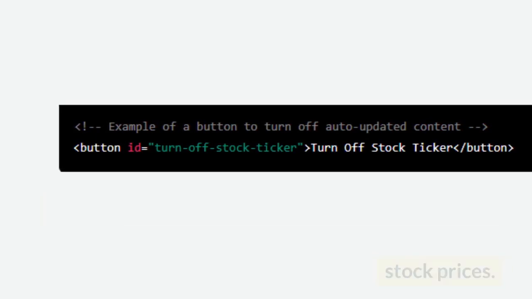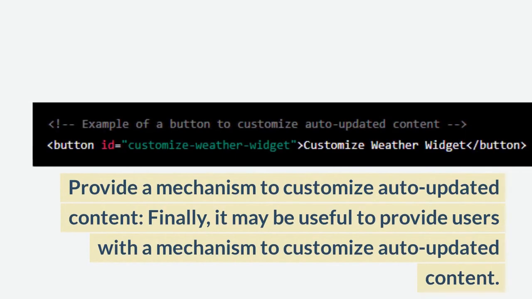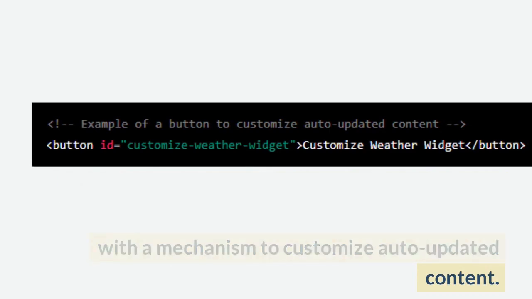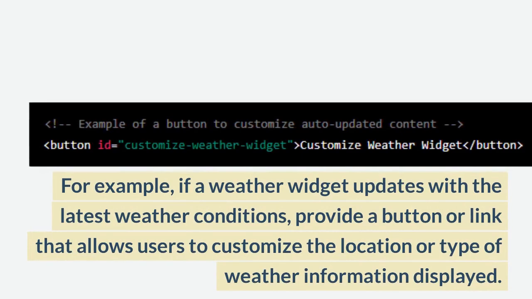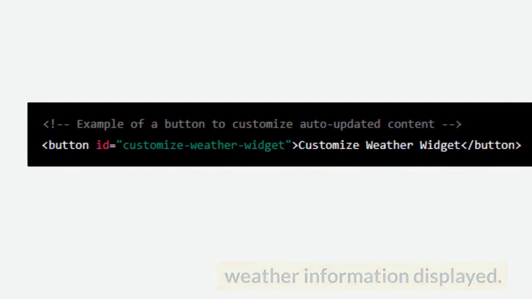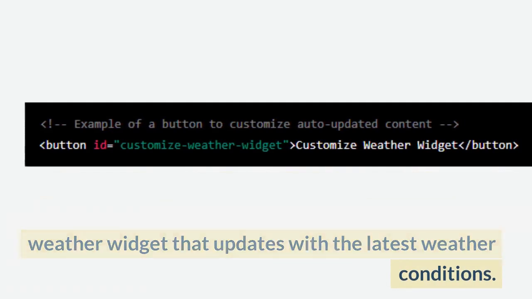stock prices. Provide a mechanism to customize auto-updated content. Finally, it may be useful to provide users with a mechanism to customize auto-updated content. For example, if a weather widget updates with the latest weather conditions, provide a button or link that allows users to customize the location or type of weather information displayed. In this example, a button is provided to customize a weather widget that updates with the latest weather conditions.